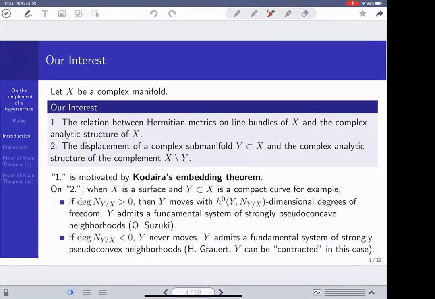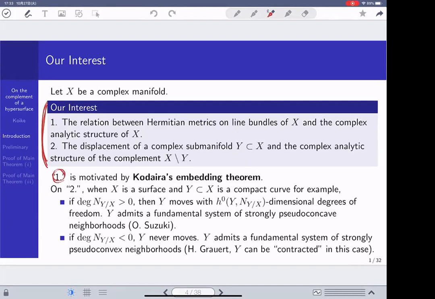Let X be a complex manifold. Here is my interest. The first one is the relation between Hermitian metrics on line bundles of X and the complex analytic structure of X. And the second one is the deformation, or what can I say? How a complex submanifold Y moves in X, and the complex analytic structure of the complement X minus Y.